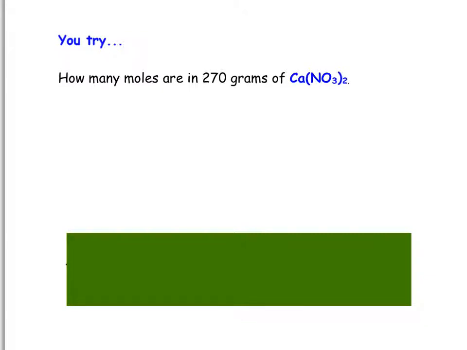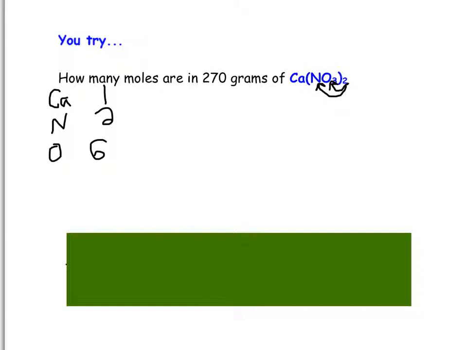Okay, by now hopefully you have tried this problem. So in here we need to figure out the molar mass of calcium nitrate again. So we have calciums, we have nitrogens, and we have oxygens. Well, we have one calcium. Again, this subscript is going to multiply through, so that would mean that we have 2 nitrogens, and it's multiplying, so we would have 6 oxygens.